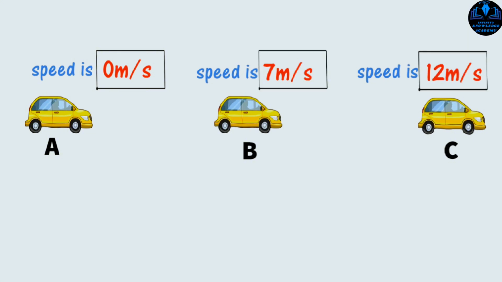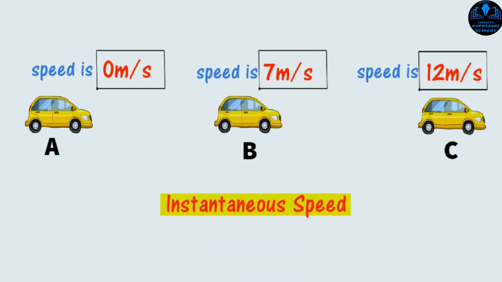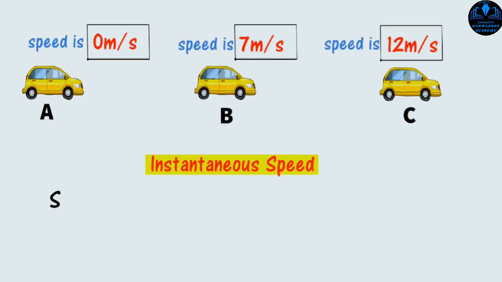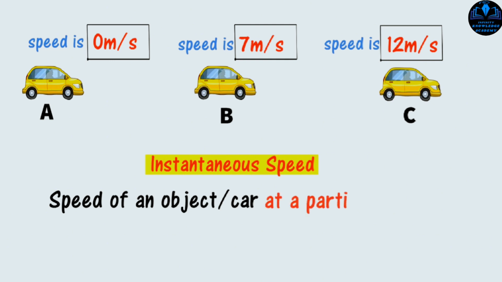These 0 meter per second, 7 meter per second, 12 meter per second are the instantaneous speeds of a car. Now how will I define the instantaneous speed of a car? It is the speed of an object, the speed of a car, at a particular instant.